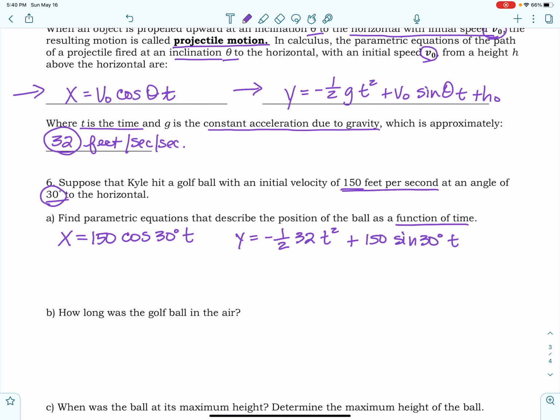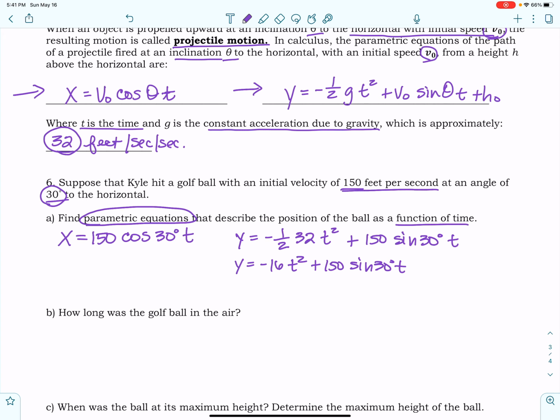And since the golf ball is being struck from the ground, there's no indication that it's on a tee, that means ground zero, so the initial height is nothing. All right, the only thing I would do is tidy this up. Negative 1/2 times 32 would give me negative 16t squared, and that is the answer for part A. All we needed was the parametric equations.